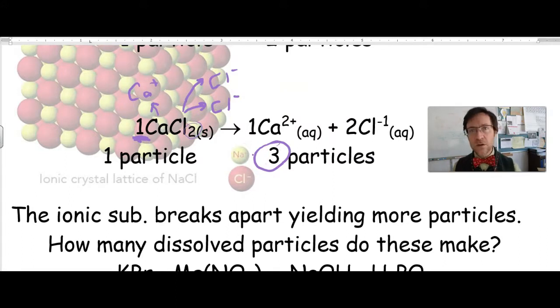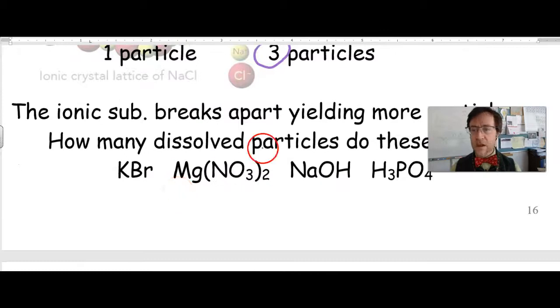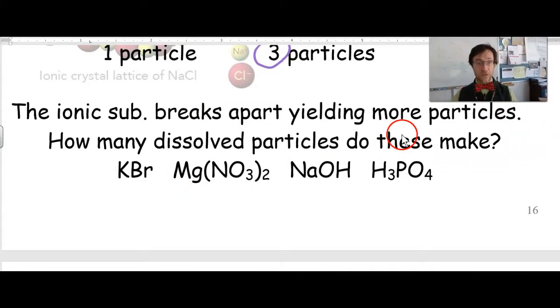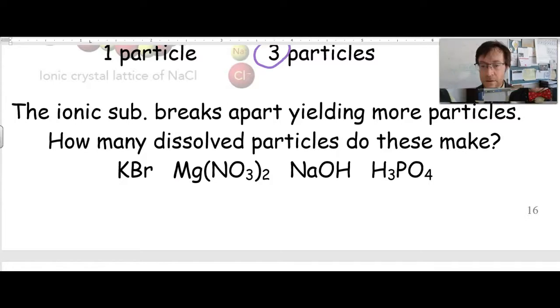So this is why we use some slightly different salts. That's why you don't want to put rock salt on your potato chips. It's salt, but it is not table salt. Got it? Awesome. Now, when these ionic substances break apart, they're going to yield more particles. So what you need to be able to do is count how many particles each ionic substance is going to make. All right, so this one, KBr.